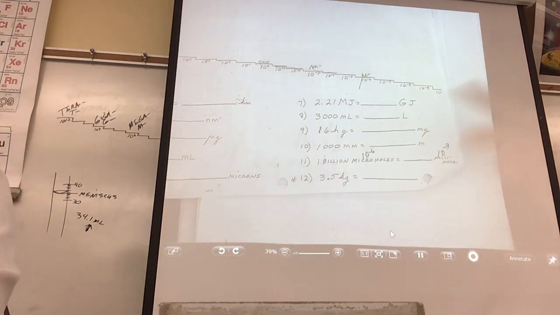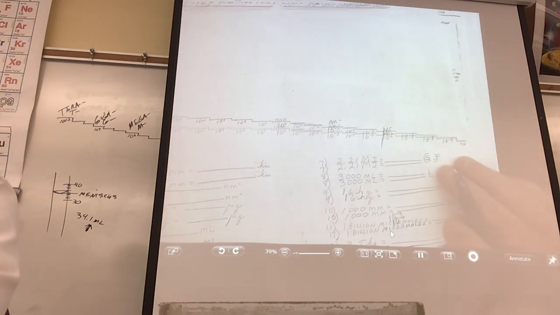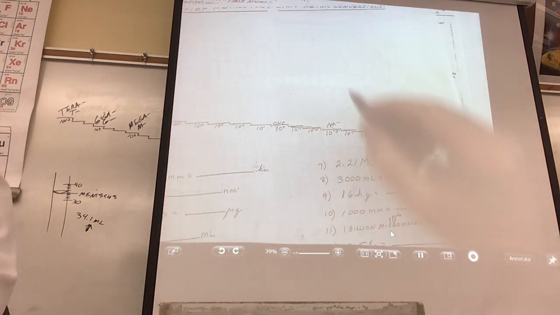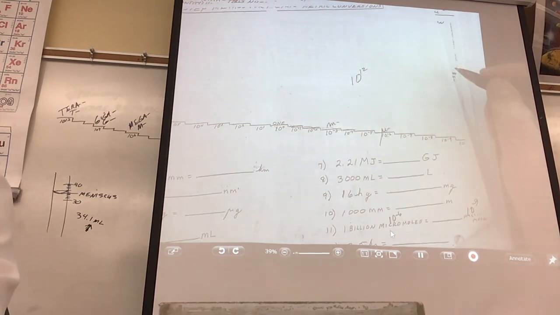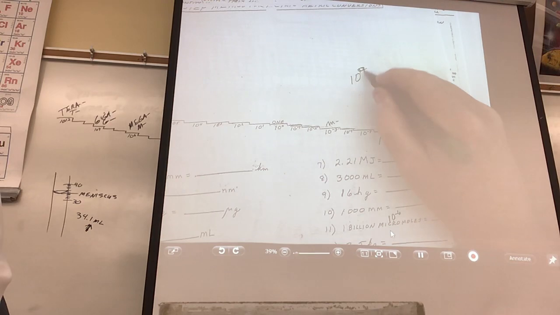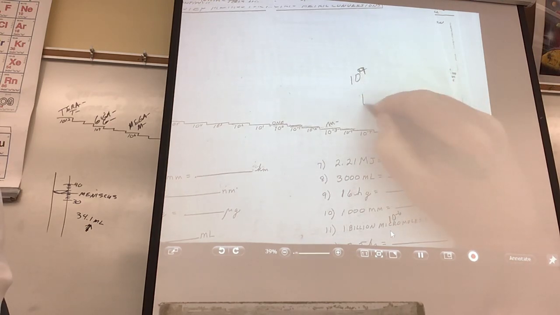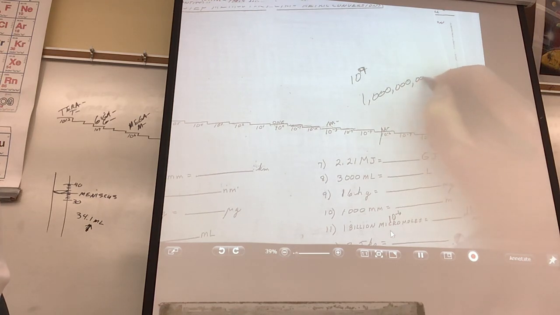But look at it. Where's the number? How do you write a billion? Well, let me think about that. What is a billion? 10 to the what? And how many zeros would it have then? A million is 10 to the 6, right? Doesn't it have 6 zeros? A billion is 10 to the 9th. How many zeros? Okay, well, there's a million. There's a billion.